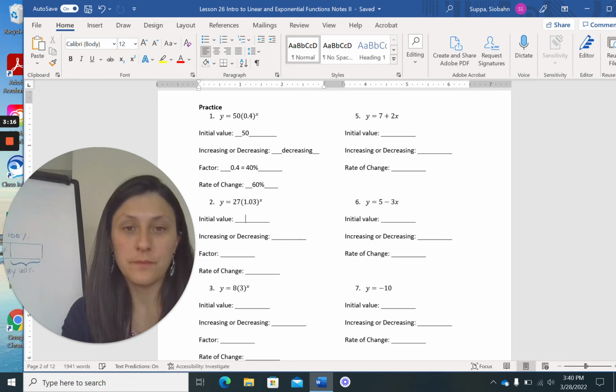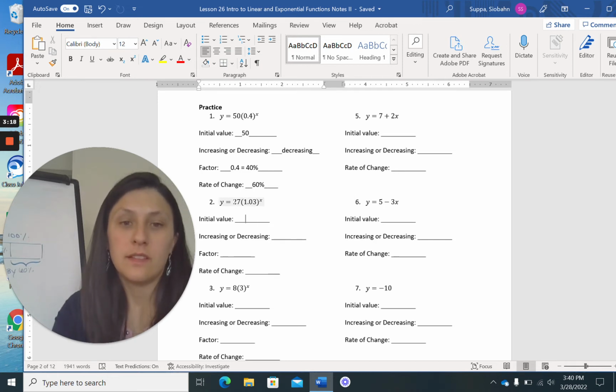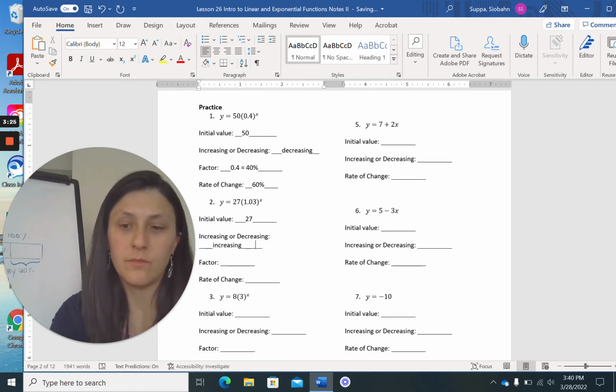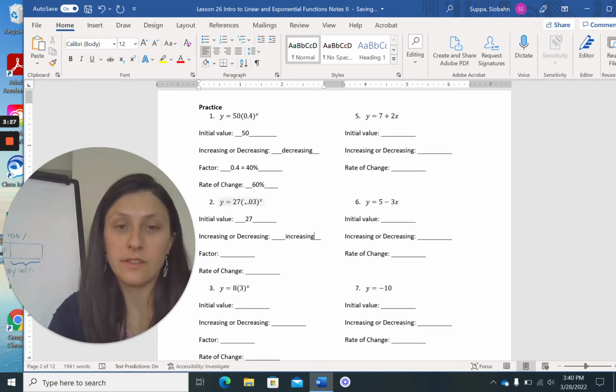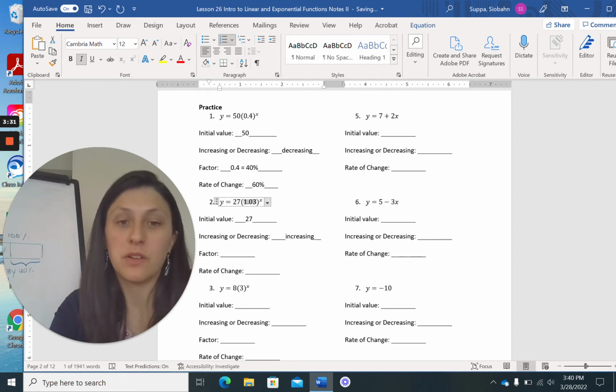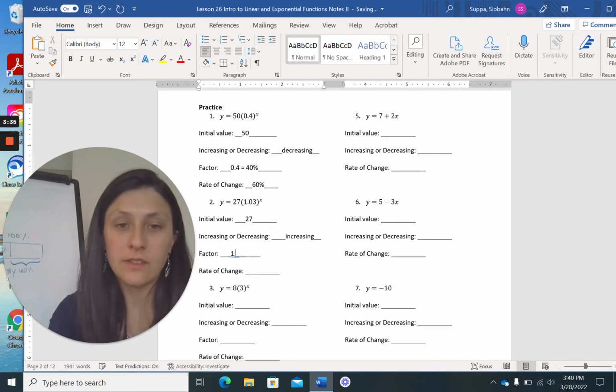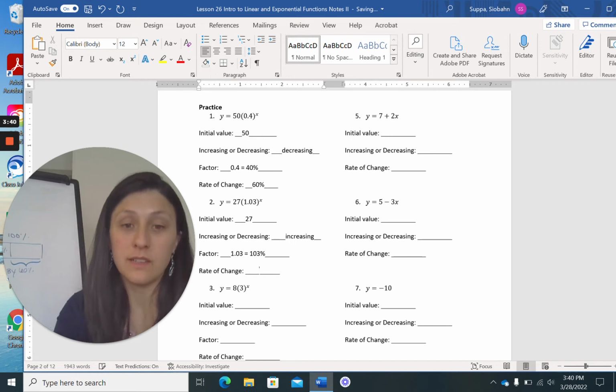So let's look at number 2. The initial value here is 27. This function is increasing. Why? Because the factor here is bigger than 1, because I'm multiplying repeatedly by a number that's bigger than 1. So this is growing exponentially. The factor itself is 1.03, which is the same thing as 103%.